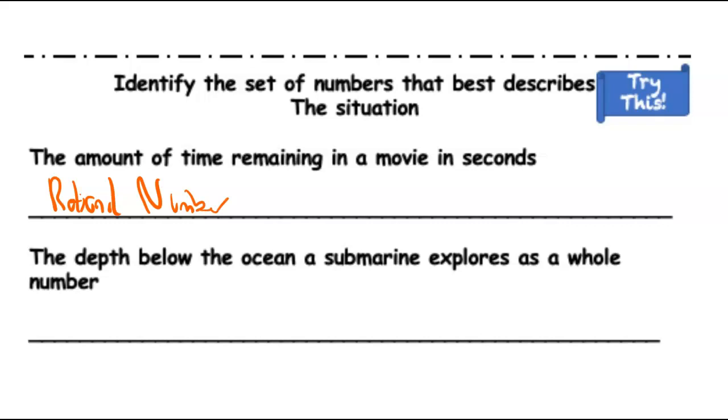The depth below the ocean a submarine explores as a whole number. Well, the depth is negative feet, right? You don't go positive feet in a submarine, you go down. So they're going to be our integers, our positive and negative, and it says whole number here. So that tells me it's not 5.5 feet, it's negative 5 feet. Okay.